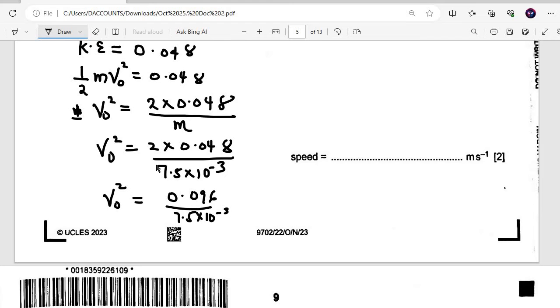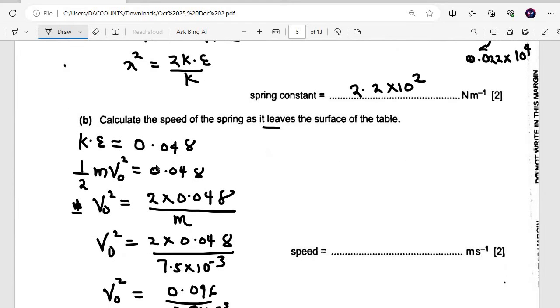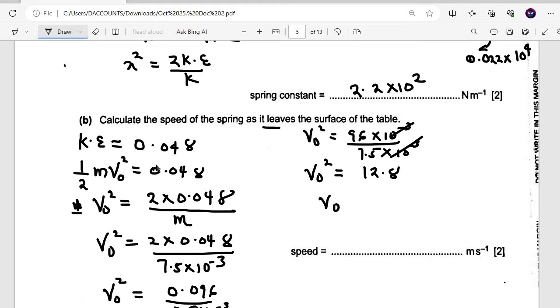0.096 can be written as 96 times 10 to the power minus 3 over 7.5 times 10 to the power minus 3. At the end of the day, I have 96 over 7.5, which is 12.8. So the speed at which the spring is leaving the surface of the table is given as 3.58 meters per second.